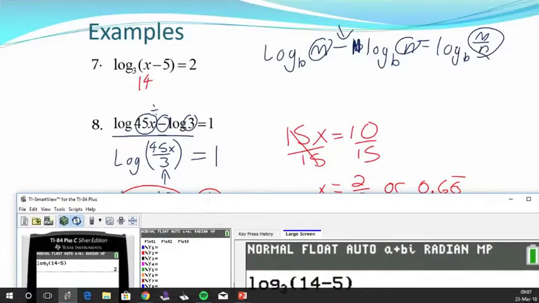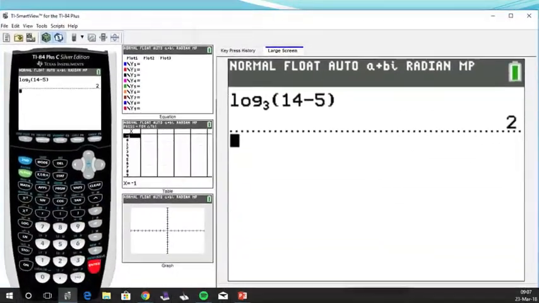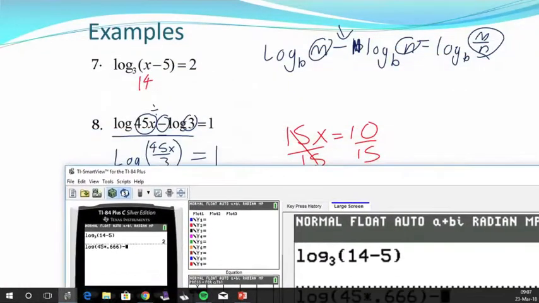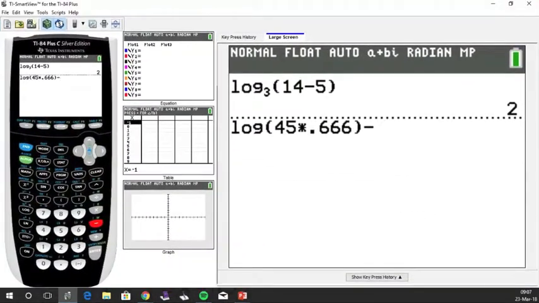Now for the second example, I had log 45 times x. So we're going to have log, and then we're going to do 45 times, now x was equal to 2/3 or 0.66. So I'm going to write this as just 0.66. I'll just put a few in there. So keep in mind that's not the exact answer because that 6 is supposed to go on forever. So it's going to be close, the final answer, but we'll see how close we get. Minus, what was it? It was minus log 3. And we should get an answer very close to 1.